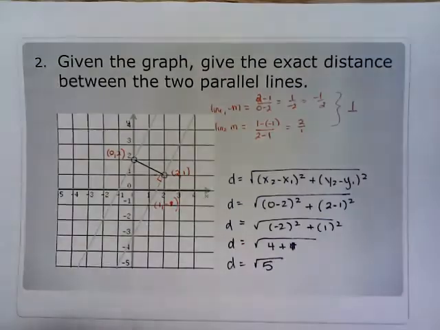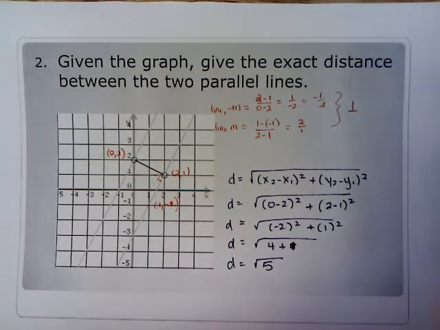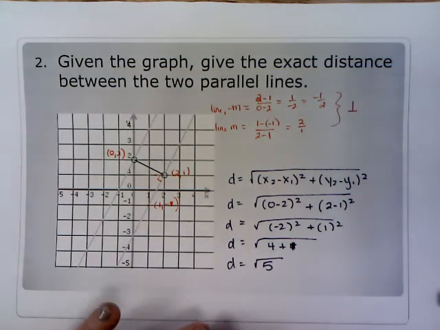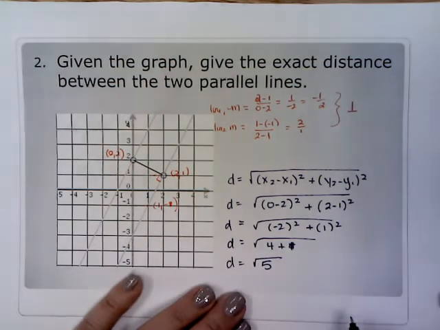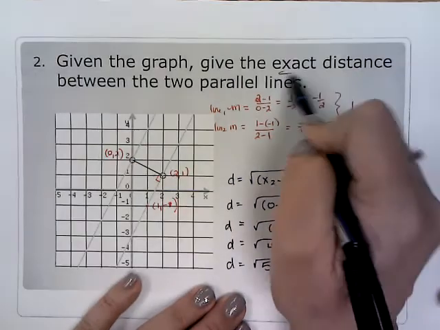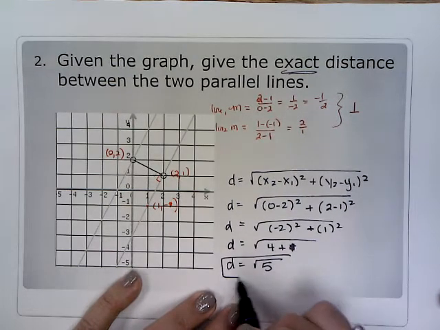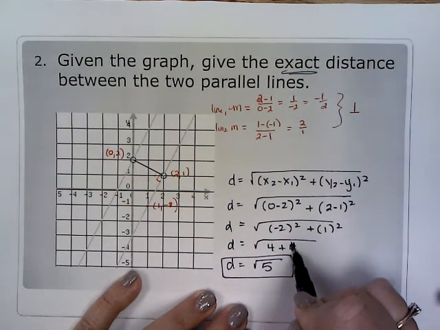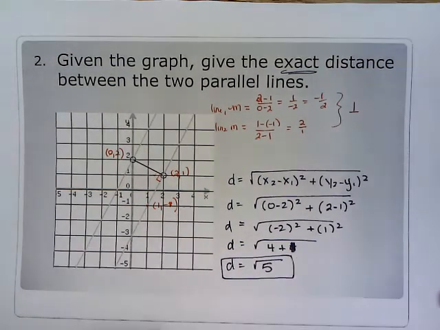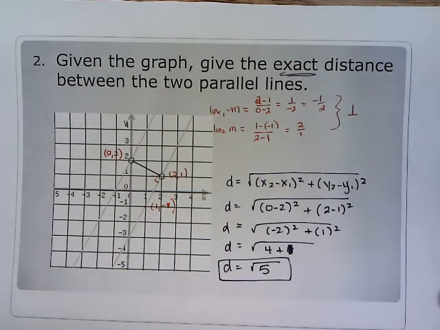So my distance is the square root of 5. It says give the exact distance, so I don't need to take out my calculator. Sorry, it asks for exact distance. It wants the square root answer. So my distance is the square root of 5 between my 2 parallel lines.